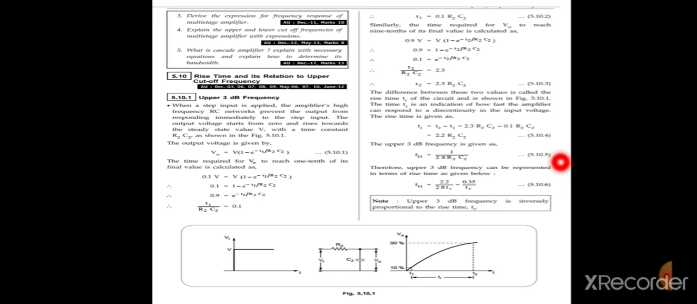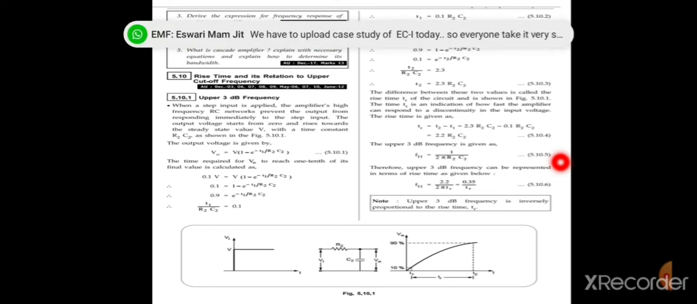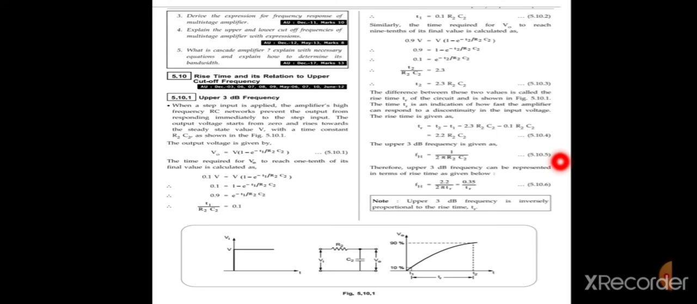Here, the difference between these two values is called the rise time TR of the circuit and is shown in the figure. The rise time is given as TR equal to T2 minus T1 equal to 2.3 into R2 C2 minus 0.1 into R2 C2 equal to 2.2 R2 C2. The upper 3 dB frequency is given as FH equal to 1 by 2 pi R2 C2. Then the upper 3 dB frequency can be represented in terms of rise time as given below.